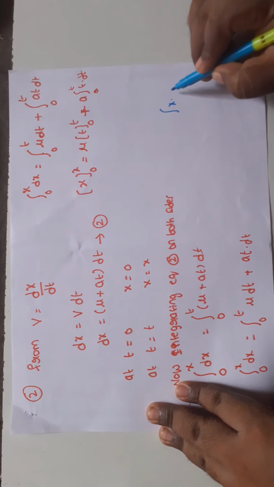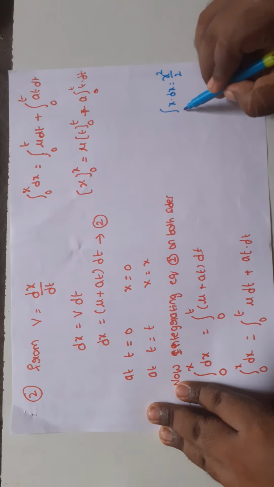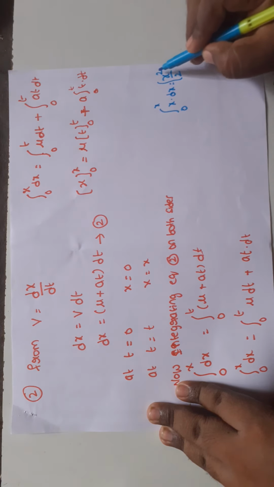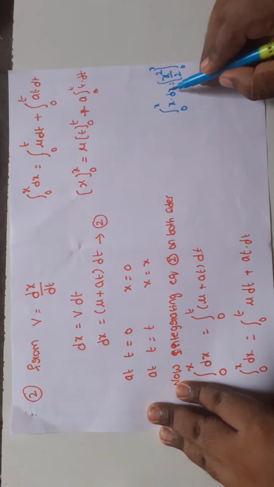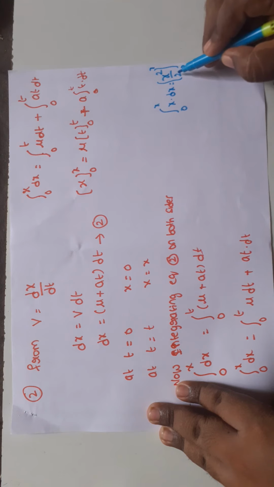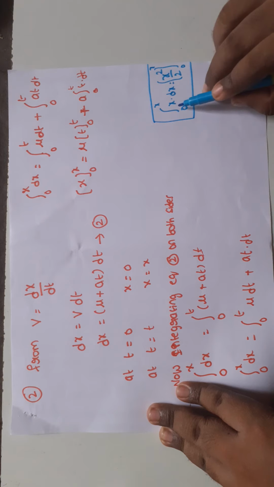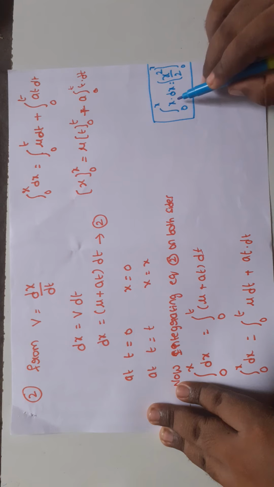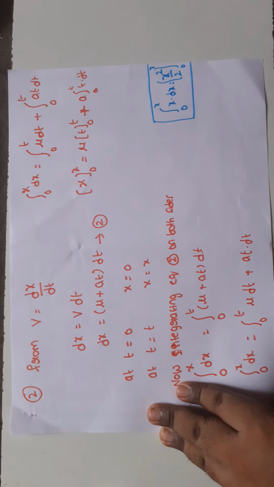Integral of x dx equals x square by 2. With limits, suppose 0 to x, we can substitute 0 to x. Suppose integral of t dt, t square by 2, that is the formula. Remember, integral of x dx equals x square by 2, integral of t dt is t square by 2. Suppose integral of v dv, the formula is v square by 2.